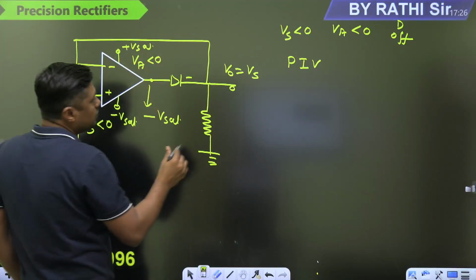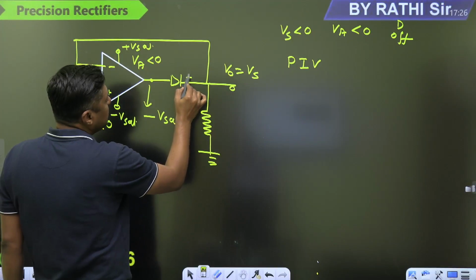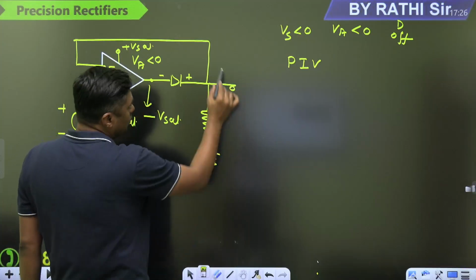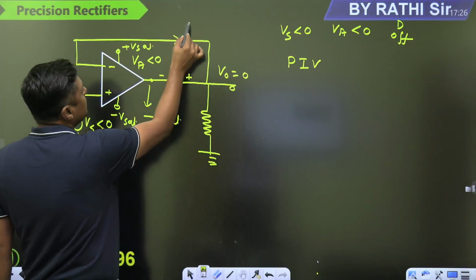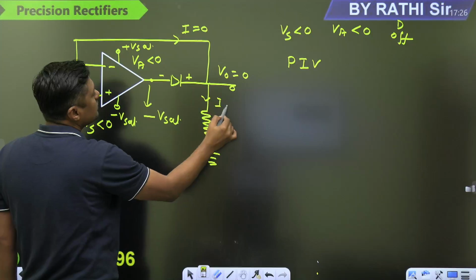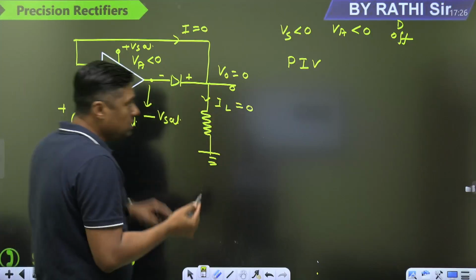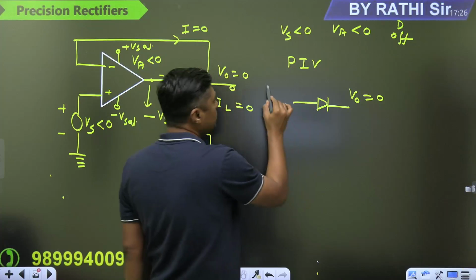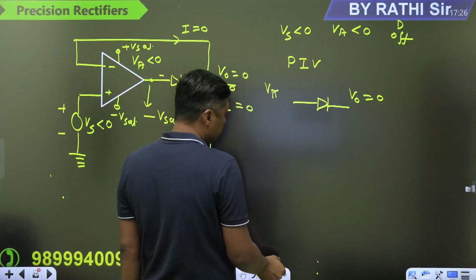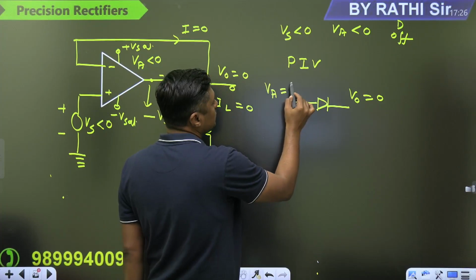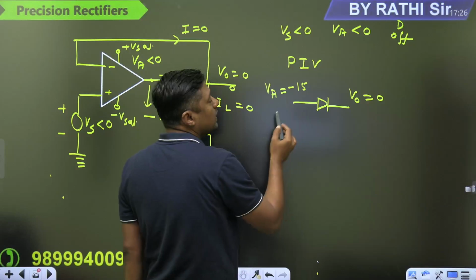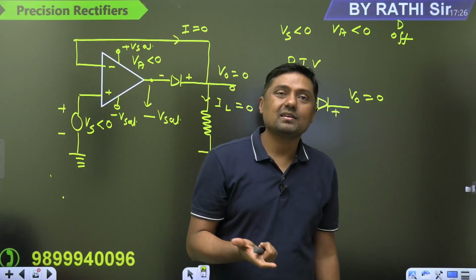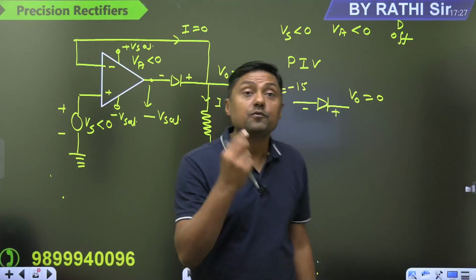At that time, what is the output voltage? 0. Why 0? Because there is no current. Diode is off. So on the negative side of the diode, the output voltage is 0. On the positive side of the diode, the voltage is what? 15 volt, or minus 15 volt. So tell me guys, this diode is reverse biased by 15 volt.